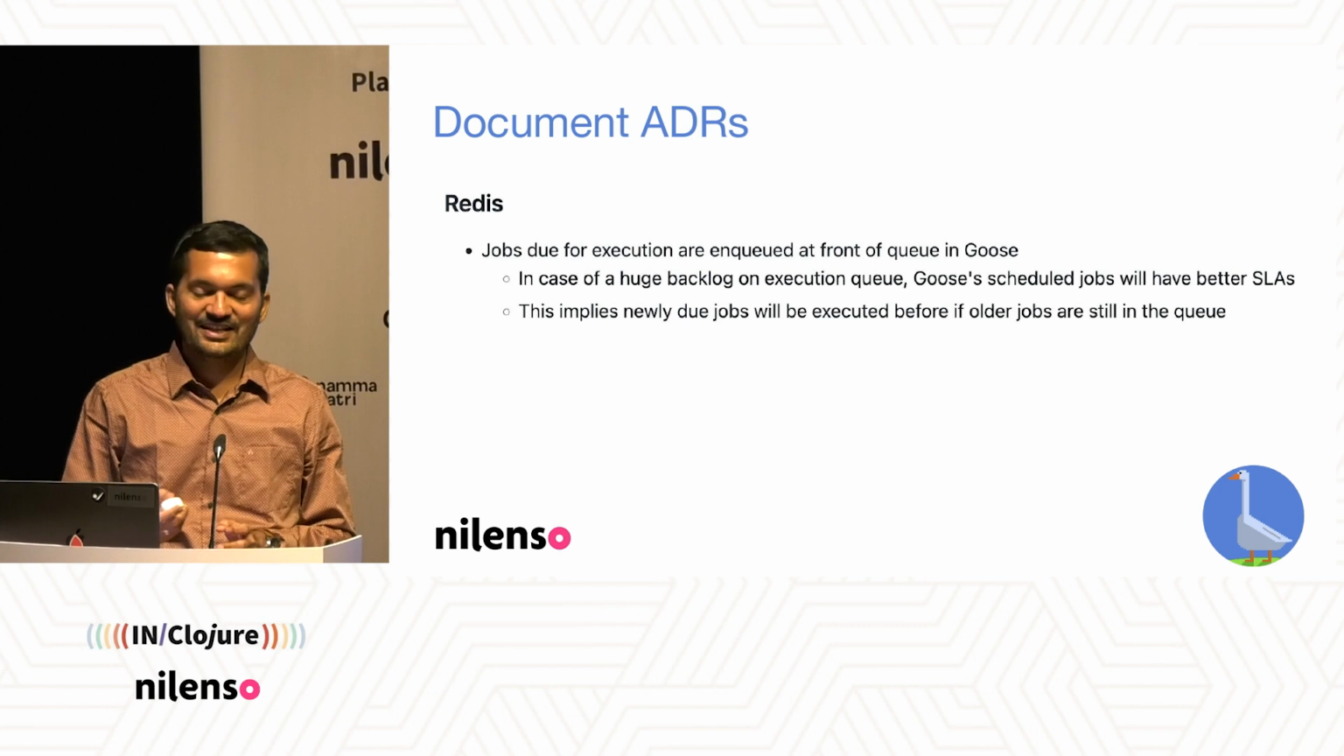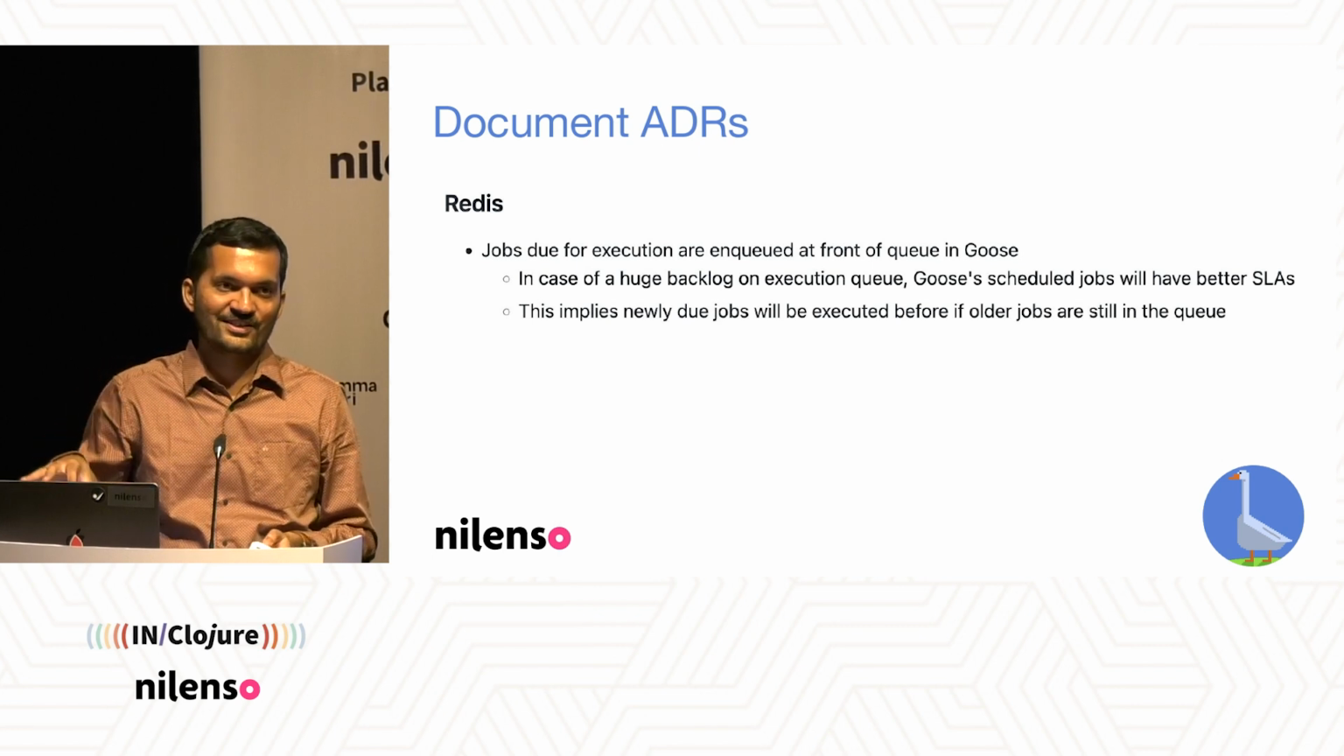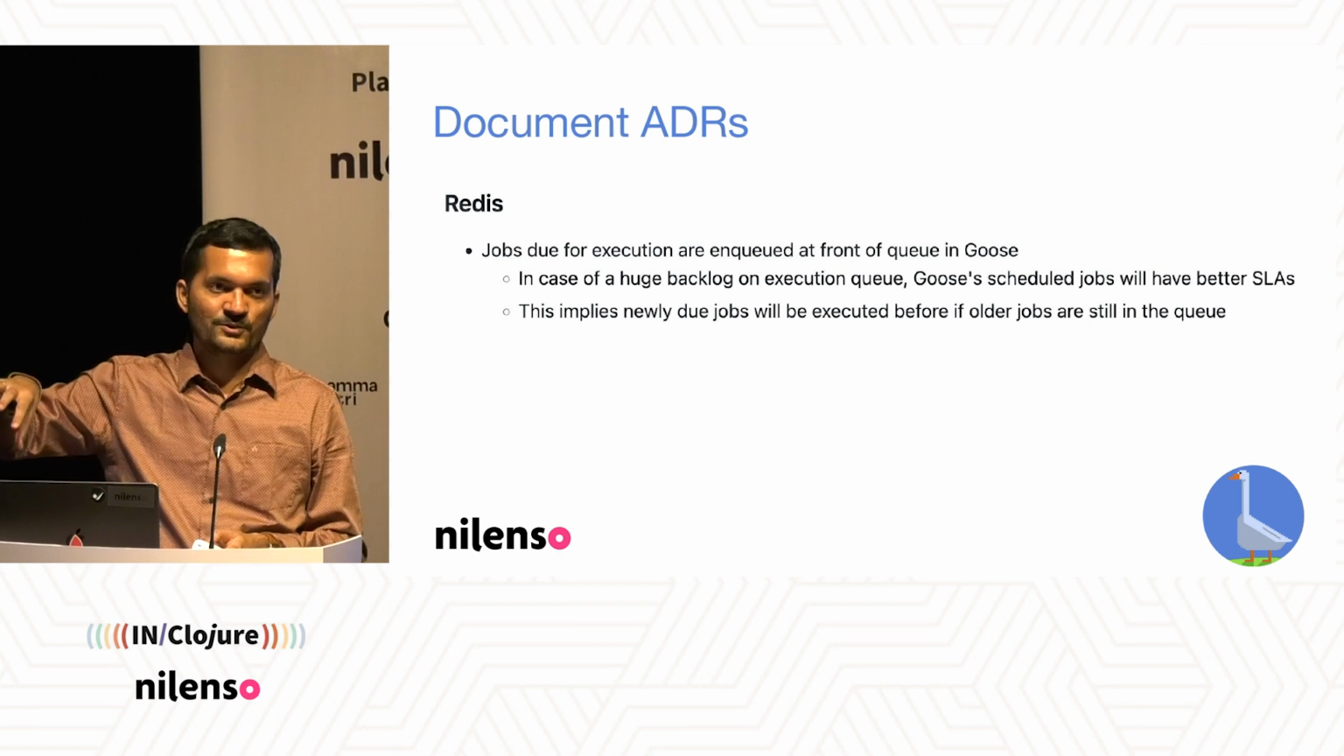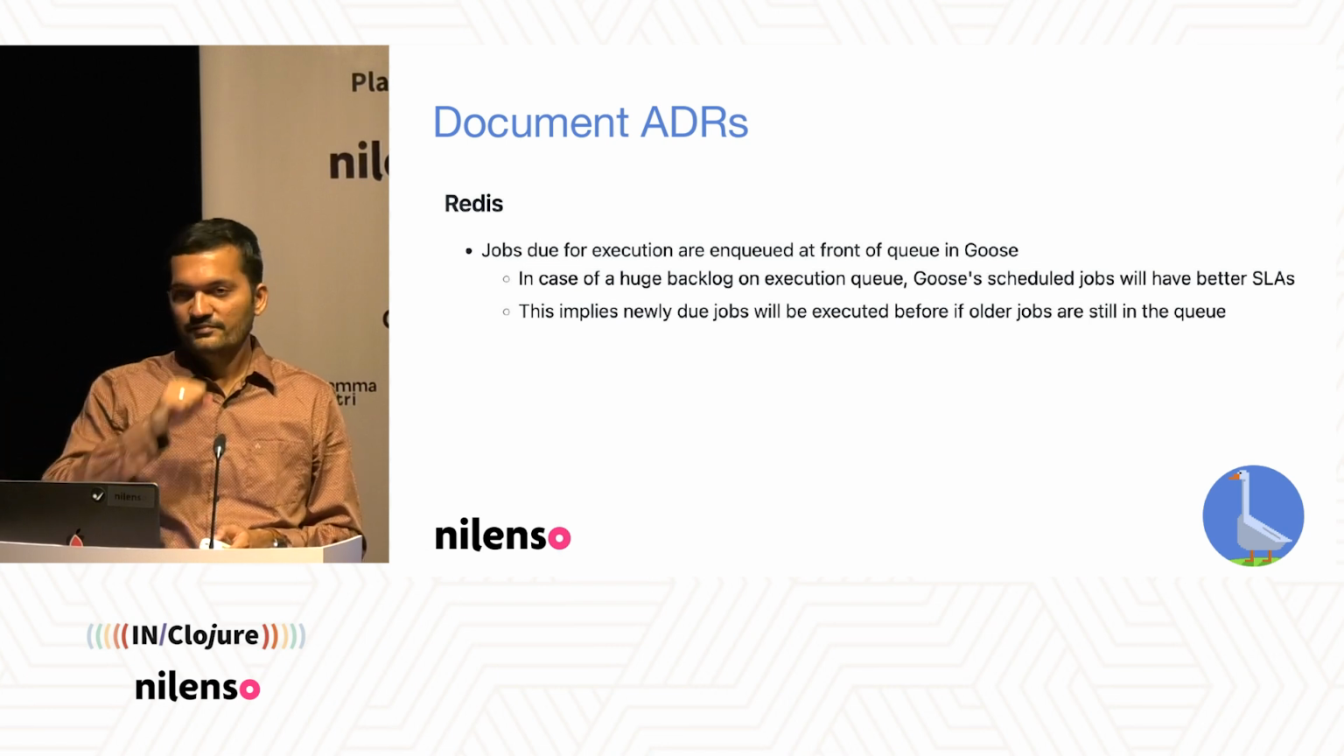A simple example of that is scheduled jobs. When a scheduled job is due for execution, it needs to be moved from the schedule to the ready queue.